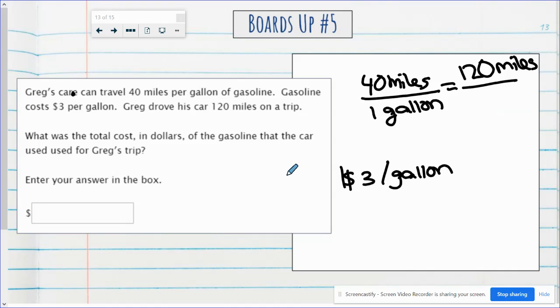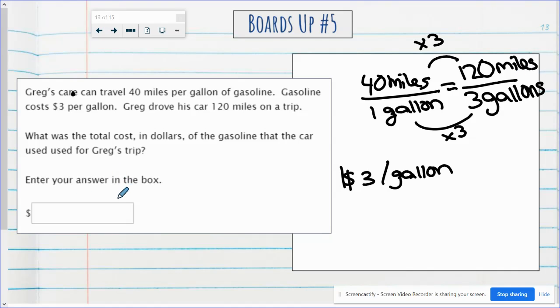What is the total cost in dollars of the gasoline that the car used for Greg's trip? Okay, so this is going to be kind of like a double ratio almost. First thing I need to do is find out how many gallons of gas I need to use. So I know I can go 40 miles on 1 gallon. I'm going to multiply that by 3 to go to 120 miles because 40 times 3 is 120. That means 1 gallon times 3, I need 3 gallons of gas for the trip.